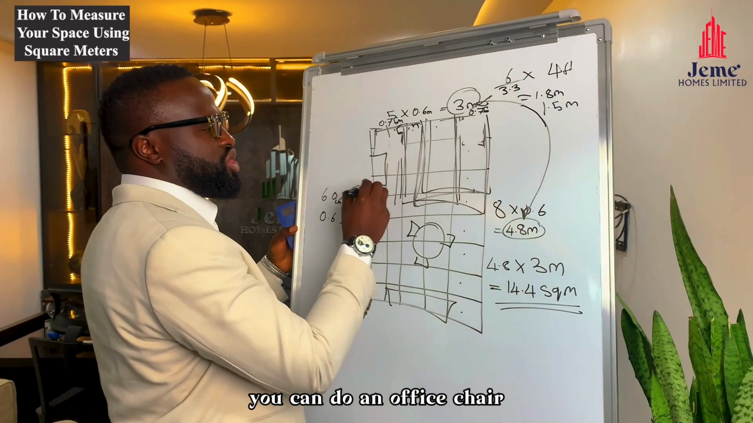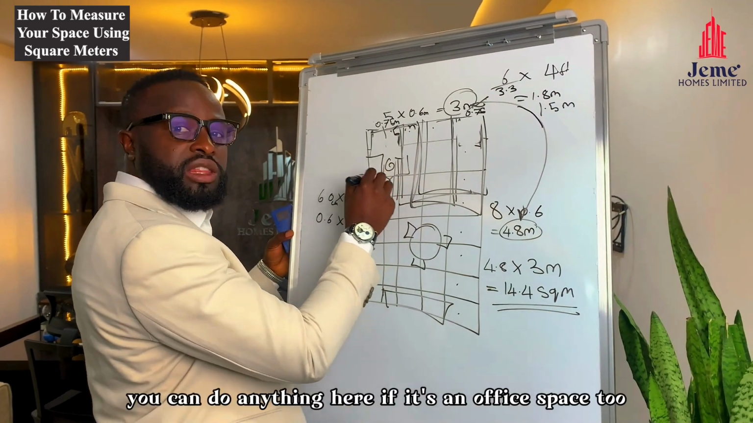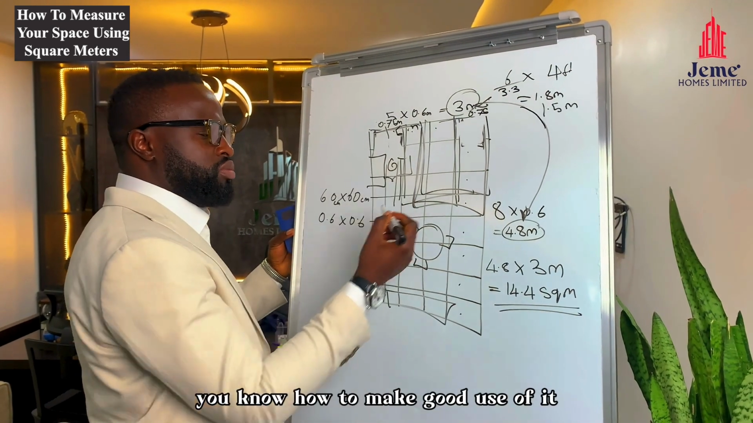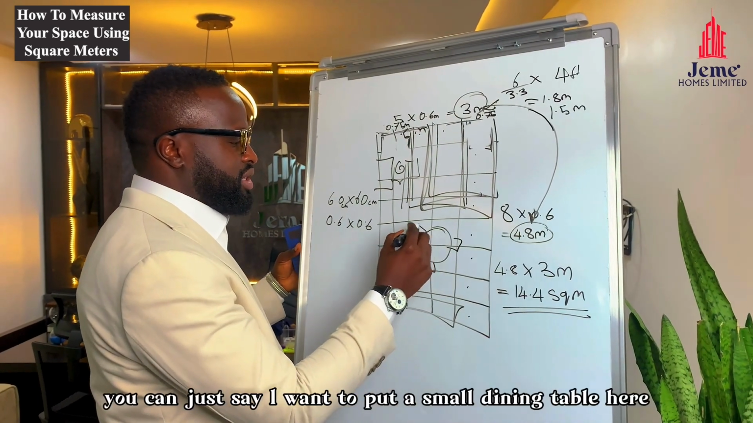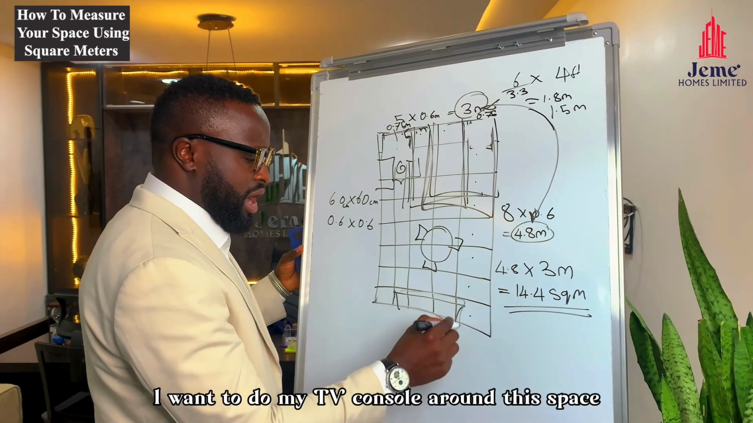You can put an office chair, you can put a reading chair, you can do anything here. And if it's an office space too, you know how to make good use of it. And if it's a studio, of course, you can just say, I want to put a small dining table here, I want to do my TV console around this space.